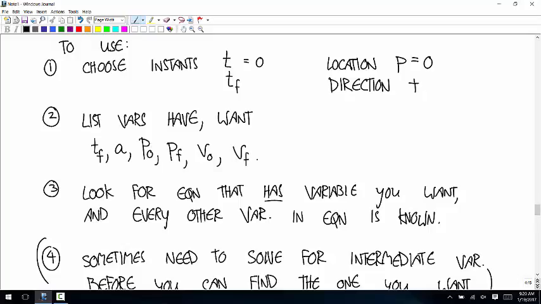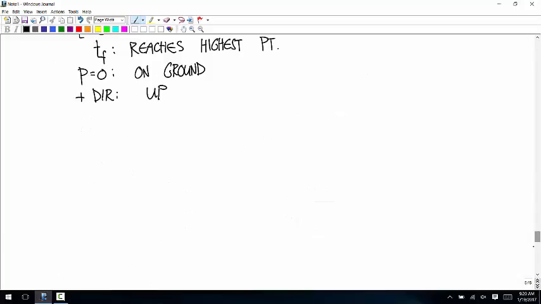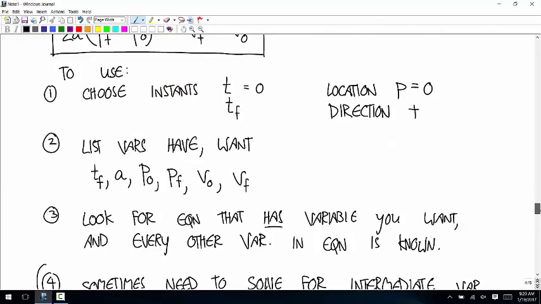We can think about which ones we know, which ones we want to find. There are some we don't care about at all. We don't know them, but we'd be happy never knowing them. So let's think about the variables that we know and what we're trying to find. I'm just going to go through in this order. Do we know or do we want the final time, the acceleration, initial position, final position, and so on?